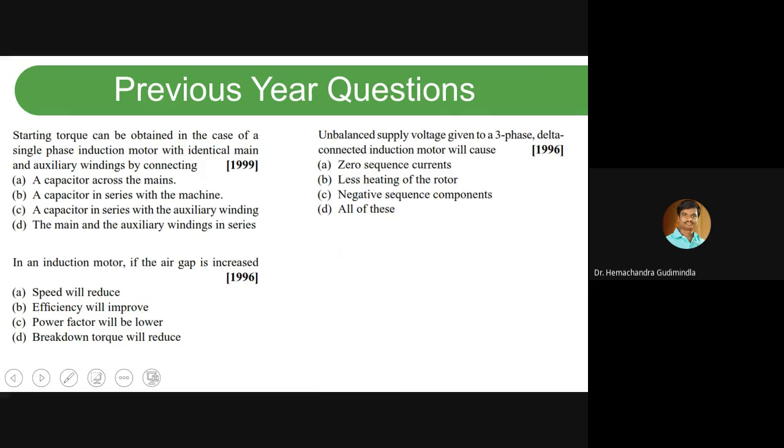Now, unbalanced supply voltage given to a three-phase delta connected induction motor will cause, whenever we are talking about unbalanced supply voltage, due to that unbalance of the supply voltage, there will be negative sequence components present. Negative sequence components will arise in the system. So option C is correct.